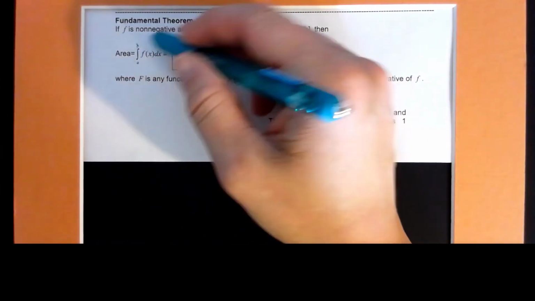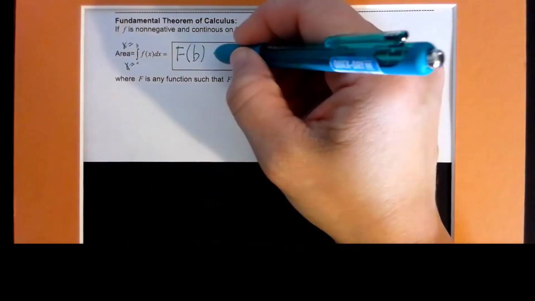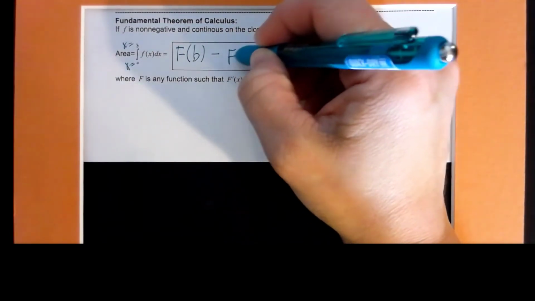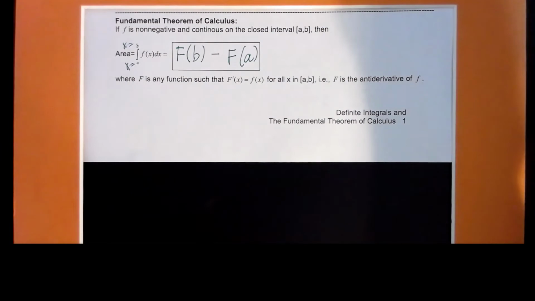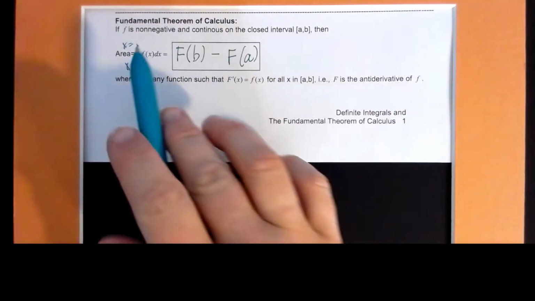And you're going to plug in the upper bound everywhere you see an x. So these are x bounds right here, x equals a and b. And you're going to subtract out the antiderivative evaluated at little a. This will give us one single numerical value for the definite integral.